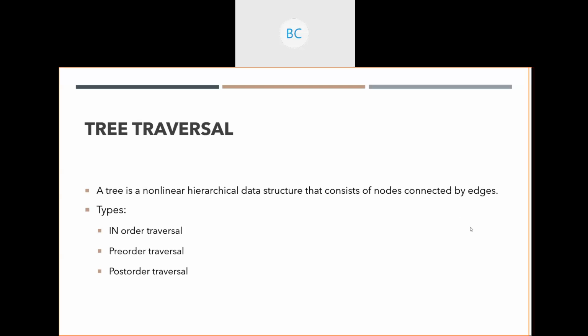So as we already know, tree is a non-linear data structure and it follows a hierarchical relationship among all the nodes. So if you want to go from one place to another, those nodes are connected by edges. Later we will also learn about graph. Graph is also similar to tree. Graph also has multiple nodes and edges. So in tree traversal, there are three types: in-order traversal, pre-order, and post-order.